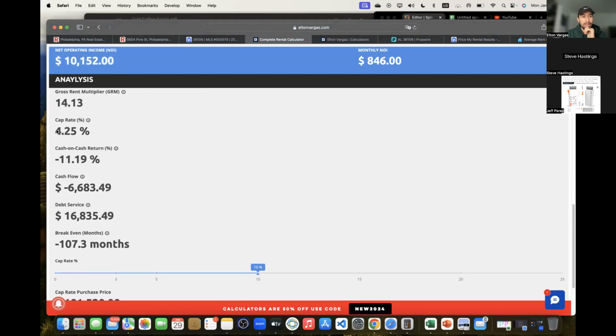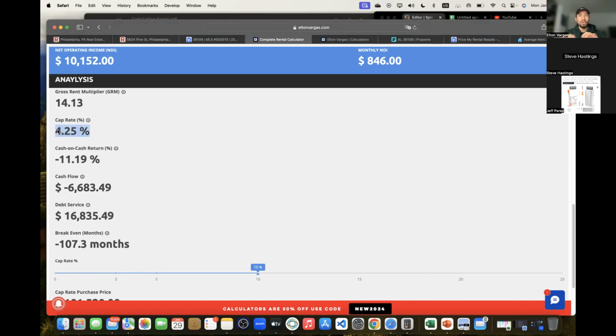One is cap rate. The way cap rate works is usually it goes by how much income, or your net operating income, is comparable to the property's price. The lower the number, the riskier it is. The higher the number, the safer the investment is. I don't know what the market for Philadelphia's cap rate is.